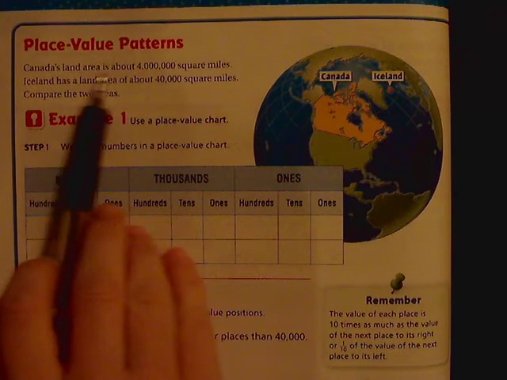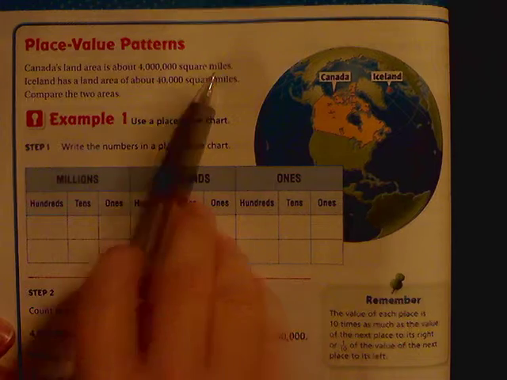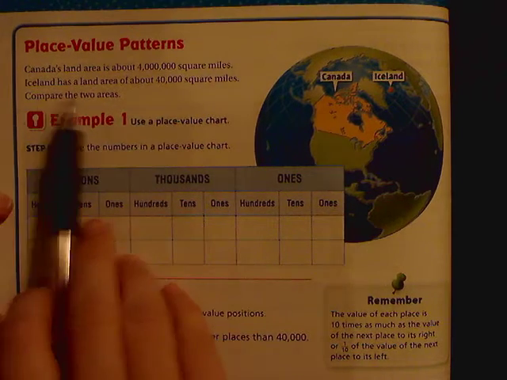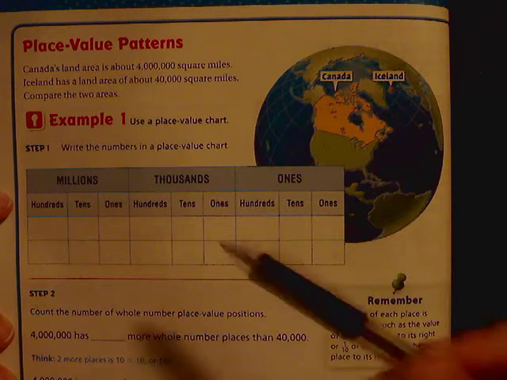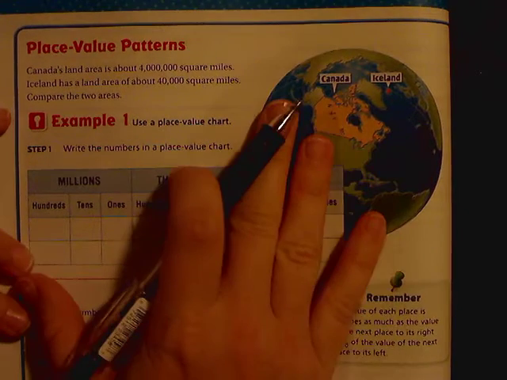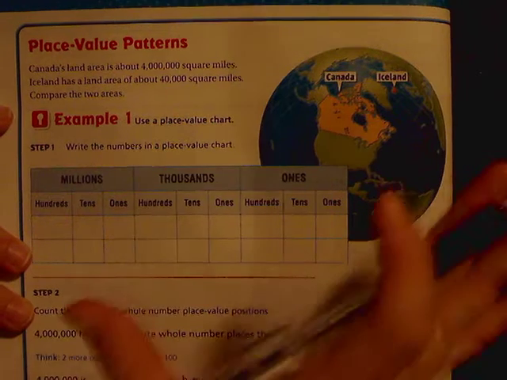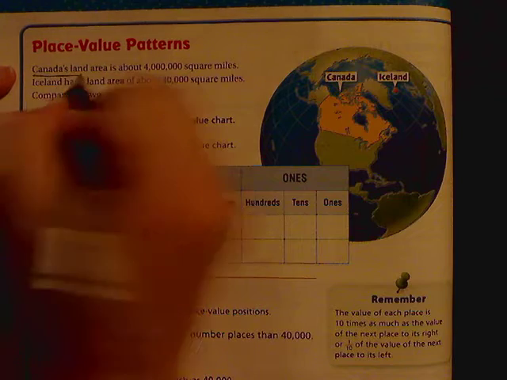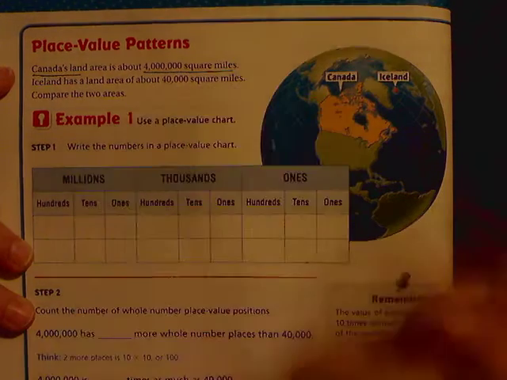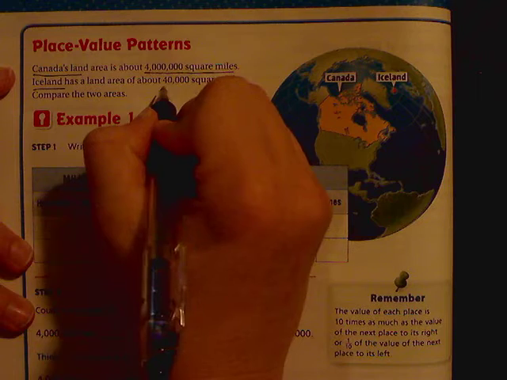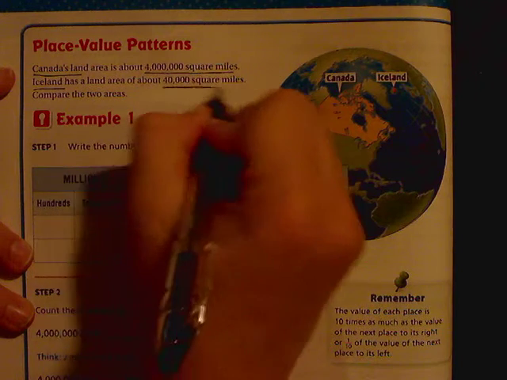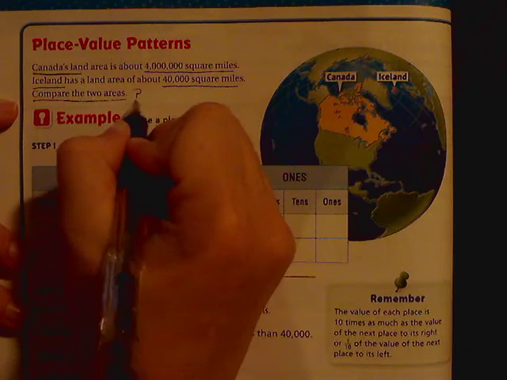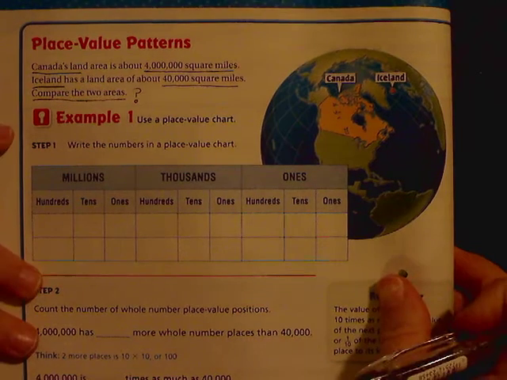It says Canada's land area is about 4 million square miles. Iceland has a land area of about 40,000 square miles. Compare the two areas. So we have a problem here. And so what I'm going to do, an important thing that you can do in math, is always underline important information in your problem. So I know that it's really important that Canada's land area is 4 million square miles and Iceland is 40,000 square miles. And I know that I need to compare the two areas. That's my question. That's what I'm being asked to do.